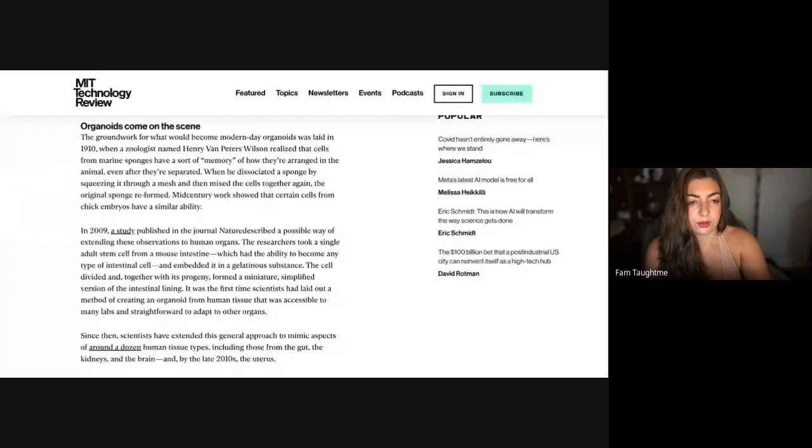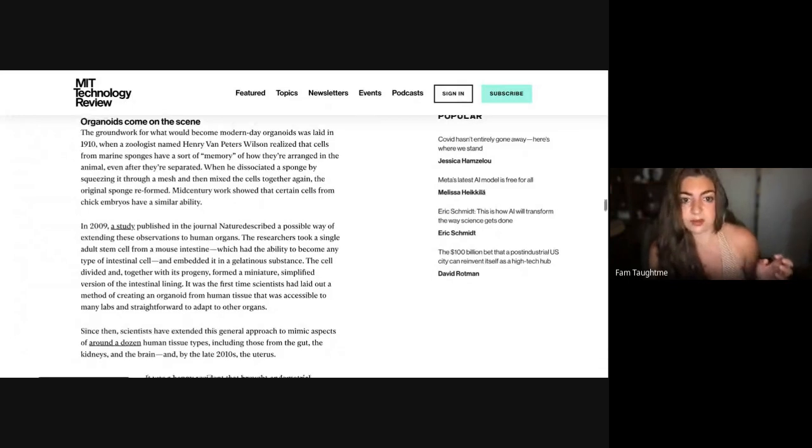So for the whole equation, it says that a zoologist in the early 1900s was working with sea sponges, marine sponges, and he noticed that their cells have a memory of how they're arranged in the animal, even when they're separated. It was pretty interesting how he did this experiment to separate the cells, and then when they were all put back together again, they reformed into the original sponge. So they had this memory even though they were separated.